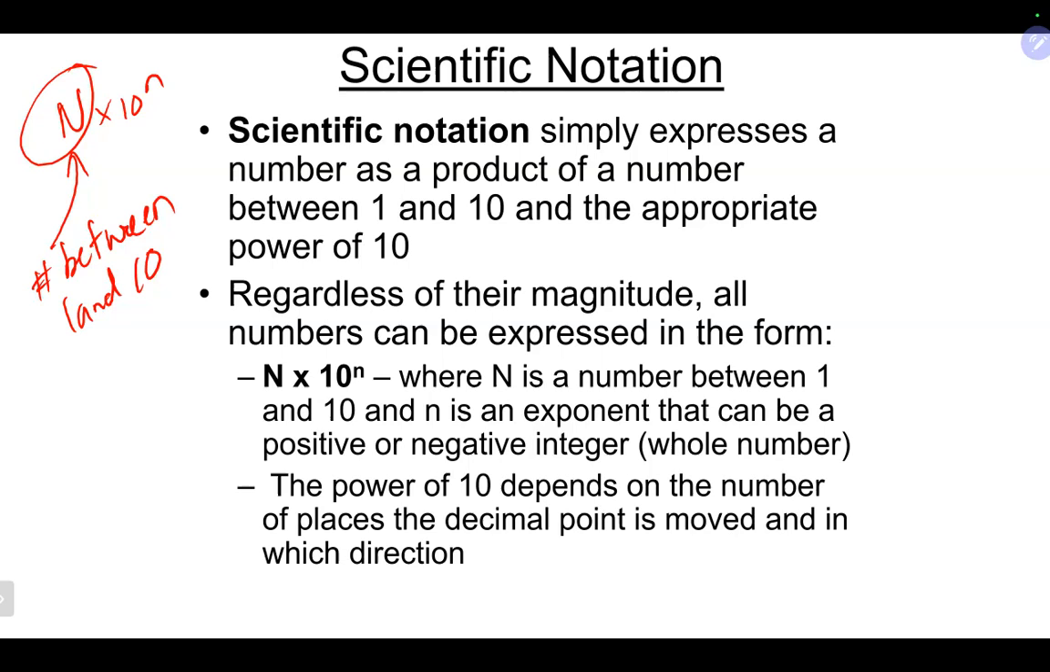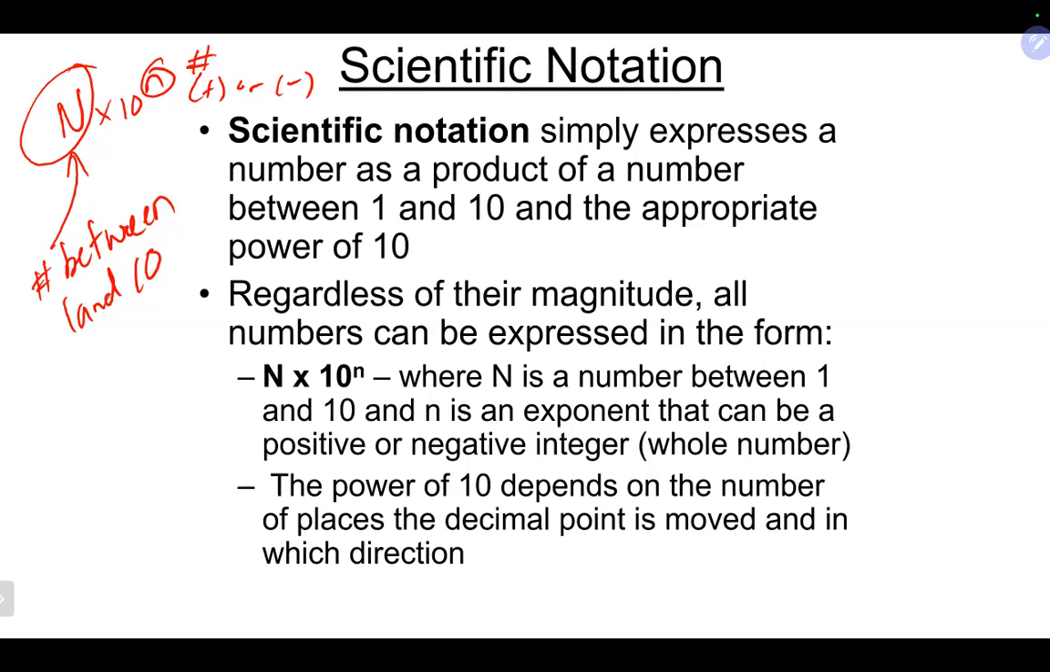The top little n there is also a whole number that can be either positive or negative, depending on sort of which way you need to move the decimal place to get yourself a number between 1 and 10. So whichever way you need to move it to do that determines whether or not that's going to be positive or negative.